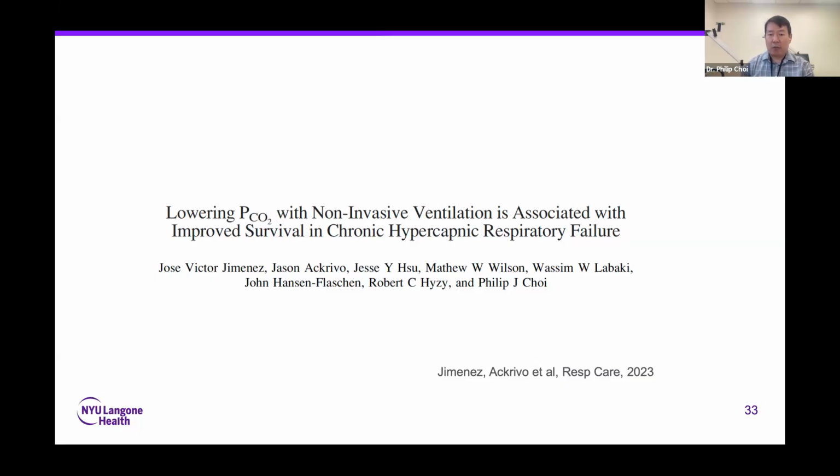But we wanted to see if there was a signal towards that and whether our data really suggests that lowering CO2 is something that is a necessary part of NIV management to go along with the study in stable COPD.